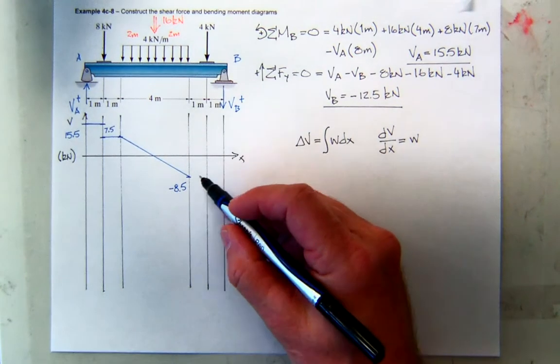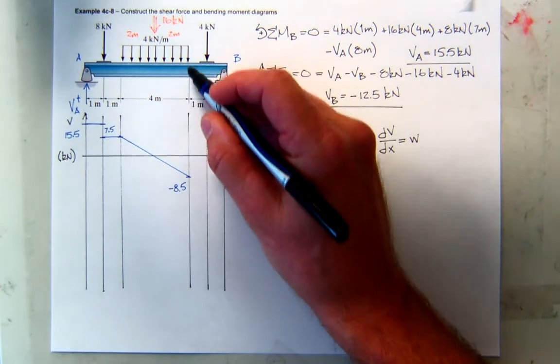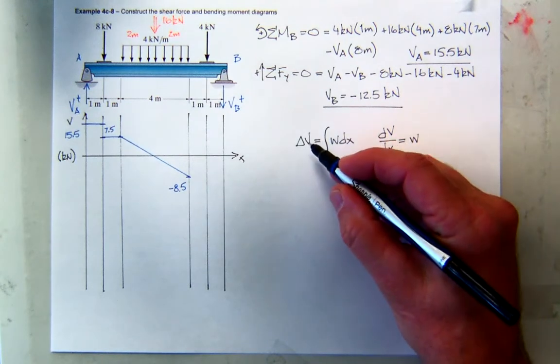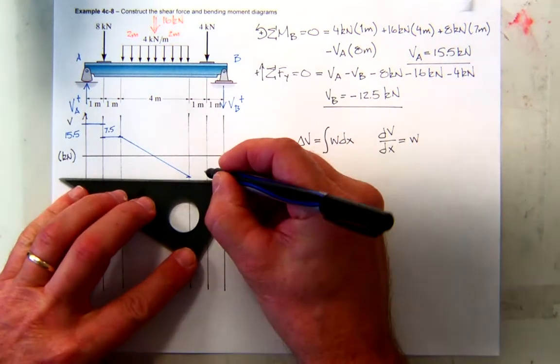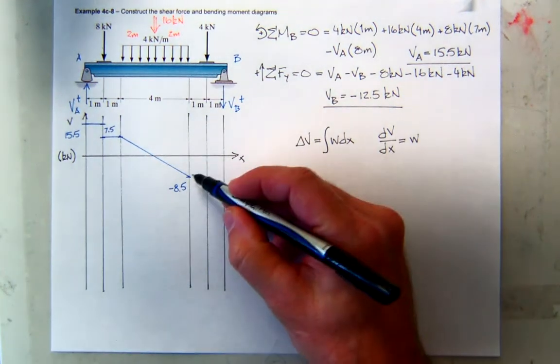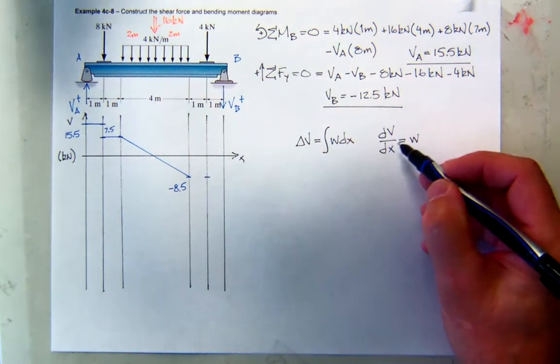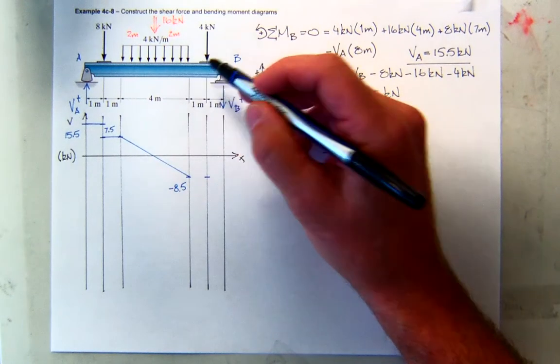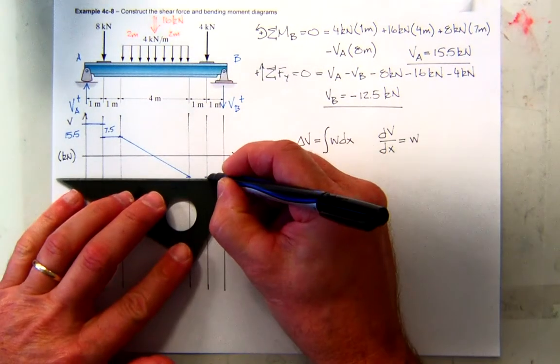Okay, so let's go to the next section. We've got a little 1 meter section here where there's no load. And since there's no load, there's no change in the shear. So the shear has to stay constant at negative 8.5. And the shape of this curve in between is given by the slope. The slope is the load, and the load is 0. So 0 slope.